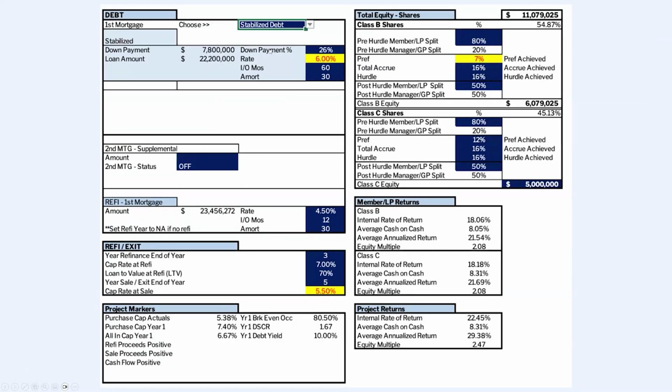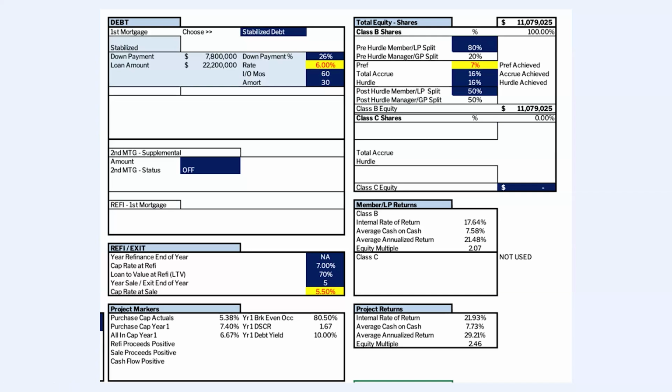Another example, this is only a stabilized debt, meaning long-term debt from day one. What's the down payment? 26% down payment. The interest rate is 6%. 5 years interest only, amortized for 30 years. So that's another one that we're not doing a refinance on. The previous one, actually, we were doing a refinance. This example is where we're not doing a refinance.